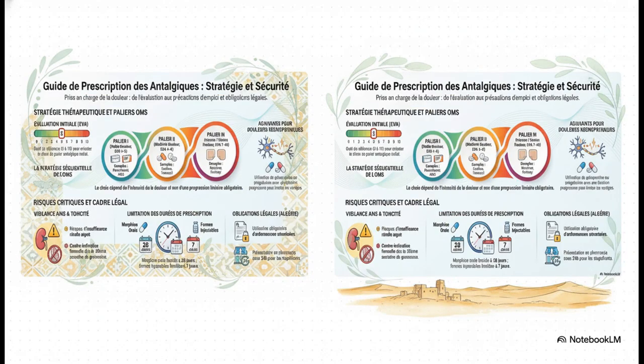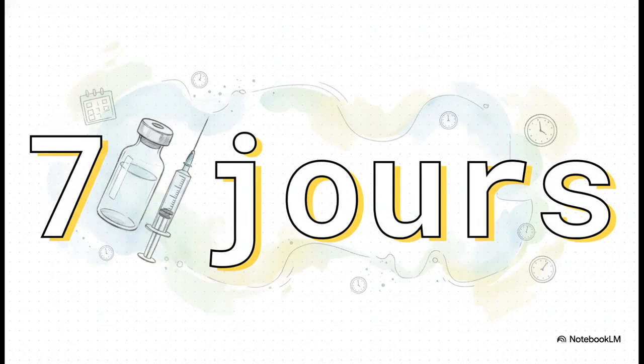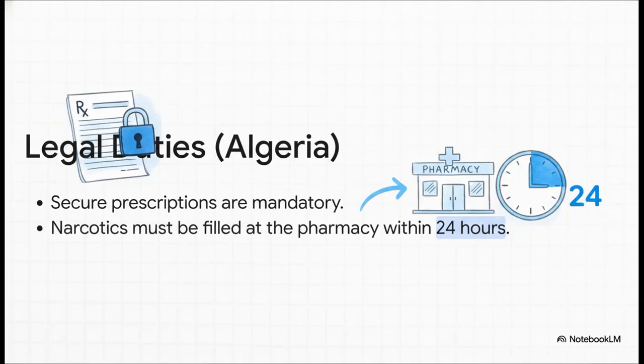Let's look at the legal framework. For example, check out the specific regulations in Algeria. For oral morphine, the prescription is capped at just 28 days. That's it. And for the injectable form, it's even tighter, only 7 days. You have to use secure prescription forms, and narcotics need to be filled within 24 hours.